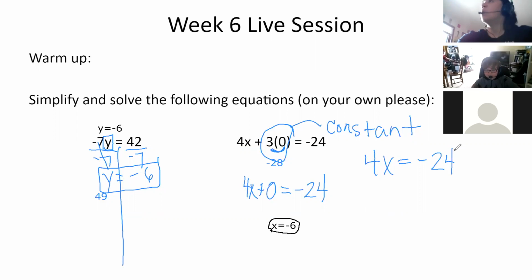Okay. Whew. Equations. All right. So this one is kind of the same thing. We want to get everything away from that x. Okay. It's not useless. What did you get?